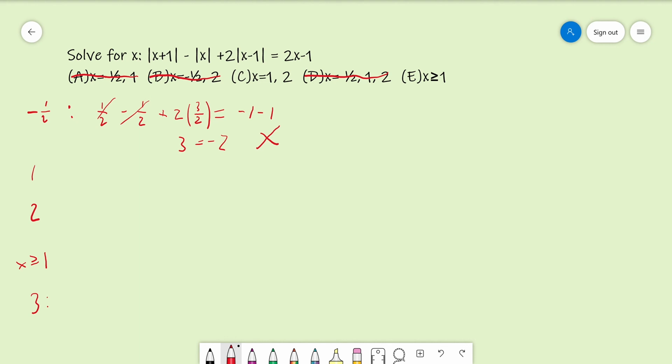3 gives us the absolute value of 4, which is 4, minus the absolute value of 3, which is 3, plus 2 times the absolute value of 2, which is 2, so that's going to be 2 times 2 is 4, equals 2 times 3 is 6, minus 1, that's going to be 5. Well, let's see, 4 and 4 is 8, minus 3 is 5, so 5 equals 5, and that's true, so our answer is E.